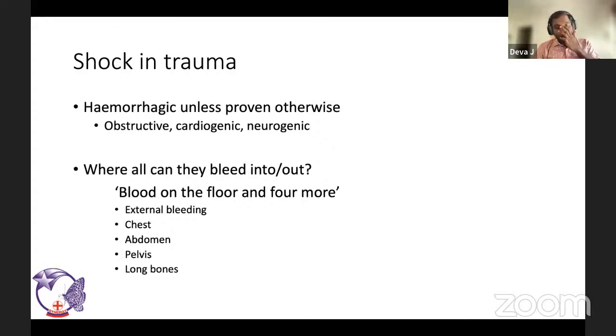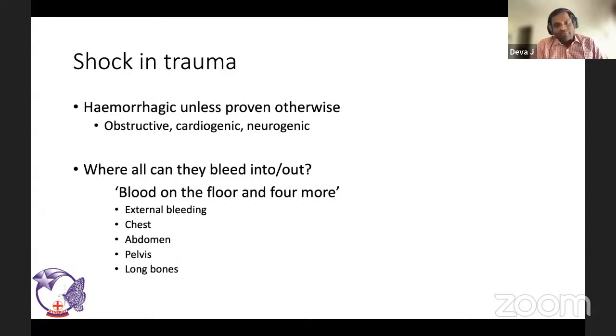Even if you forget whatever I'm going to talk about in trauma resuscitation, if you remember this part, that'll be good enough. Of course, there are other types of shock that you can see in trauma. For example, if they develop a tension pneumothorax from a chest injury, they can develop an obstructive shock. A steering wheel injury specifically can cause myocardial contusion and can cause cardiogenic shock.